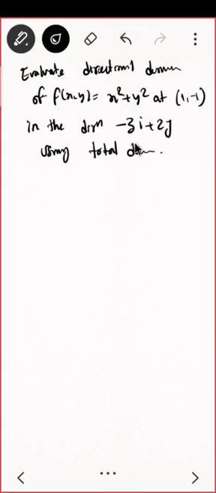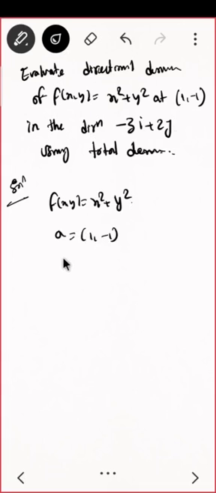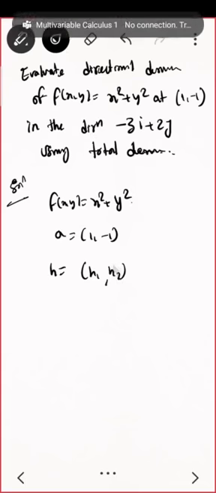We have seen the method to directly find the directional derivative. Now we have to find the directional derivative using the total derivative. That means first we need to find the total derivative. How will you find the total derivative? The function is this. Can you quickly tell me what is the total derivative? Anybody? This is your function. So what will you do? A is given, A is 1 comma minus 1. What is h? h1, h2. How will you find the total derivative?